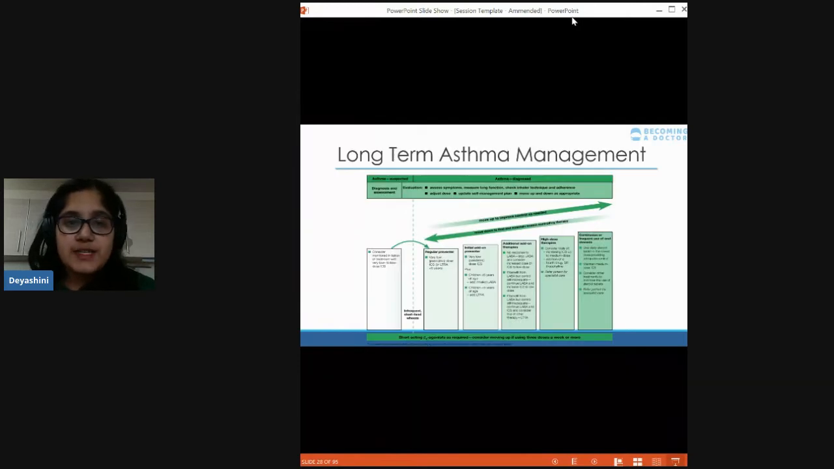Long-term asthma management, I've just put this in there. We don't need to go through it in a lot of detail now, but it's there on the slide so that you can have a look at it in your own time.